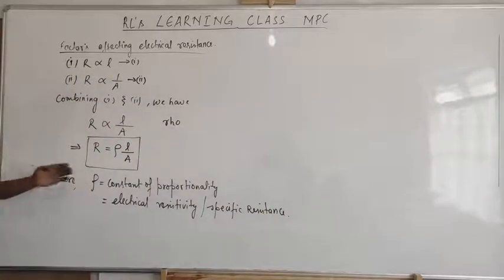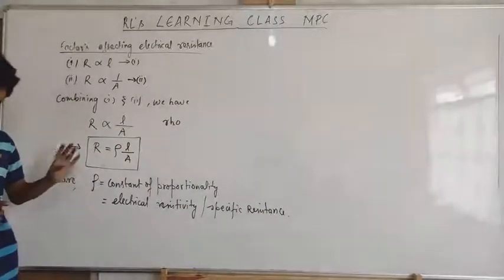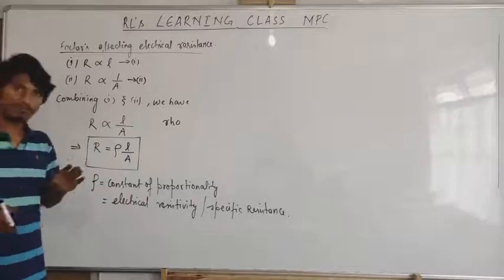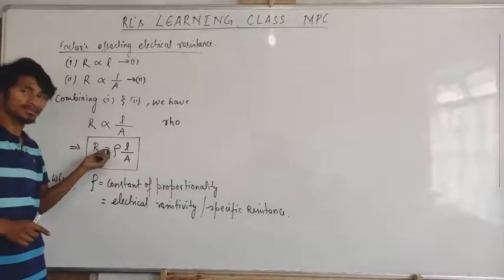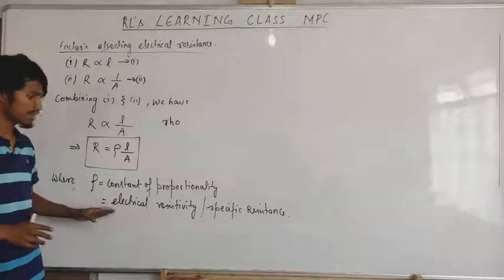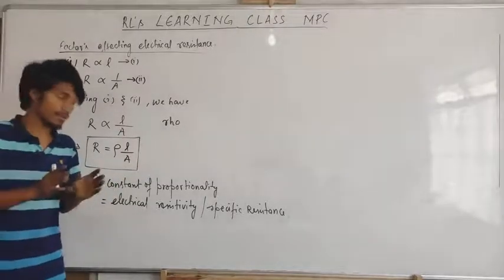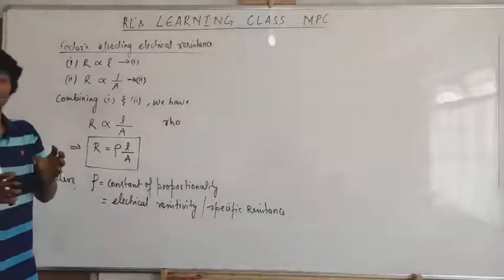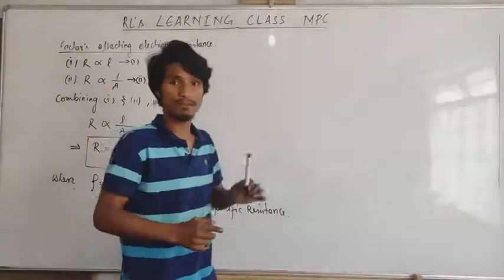Now what is this rho? This is a Greek alphabet letter that we just put as a symbol here. Then R is equal to rho into L by A. Rho is a constant of proportionality, and it has the name electrical resistivity or specific resistance. And this rho is a constant for a specific material.